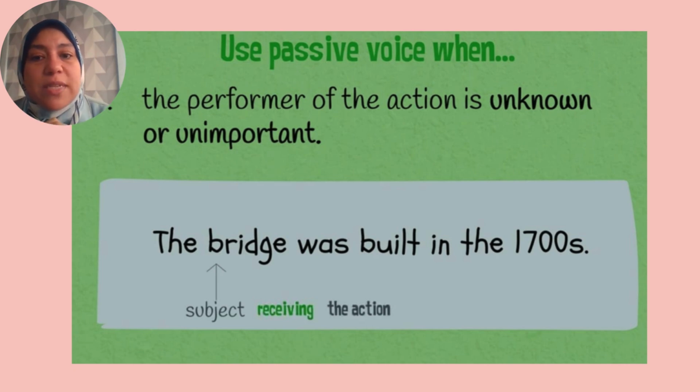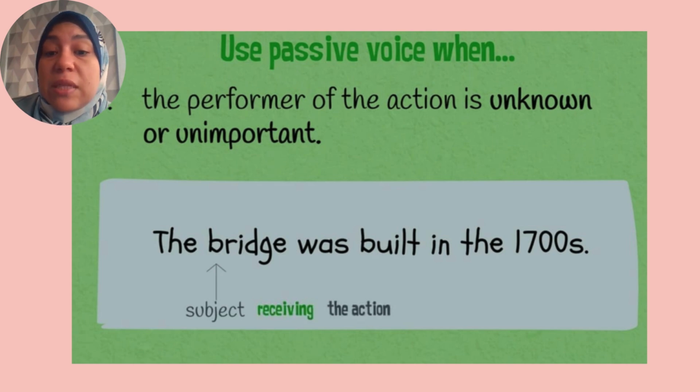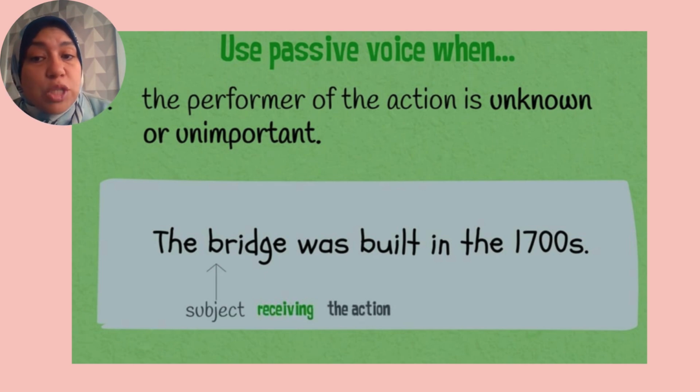When can we use this passive voice? When the performer of the action is unknown or unimportant. So, in this case, we can use the passive form. Like this example: the bridge was built in the 17th century. Okay, so the subject here is the bridge. So, the bridge in another formation will be my object.